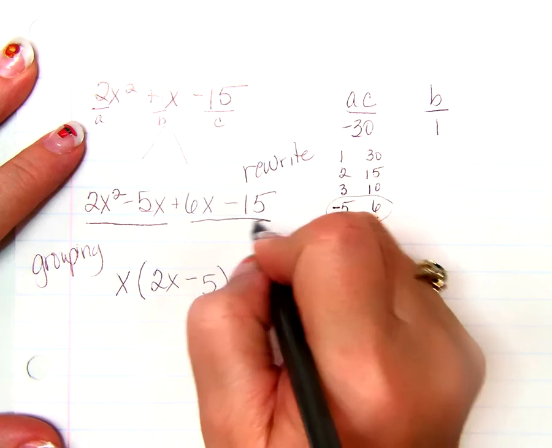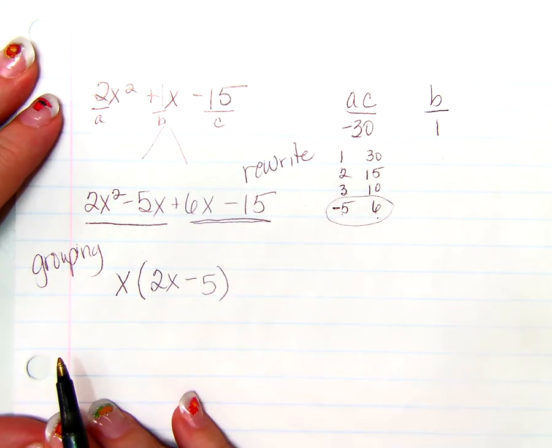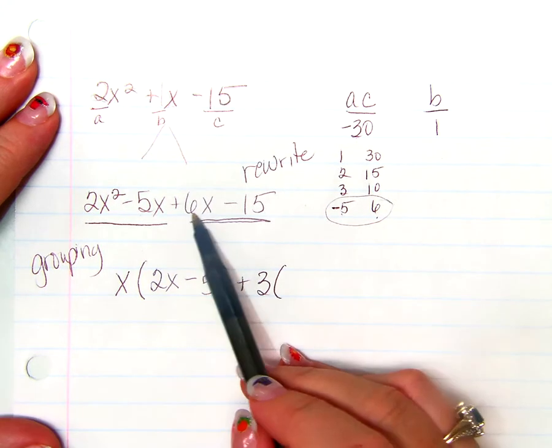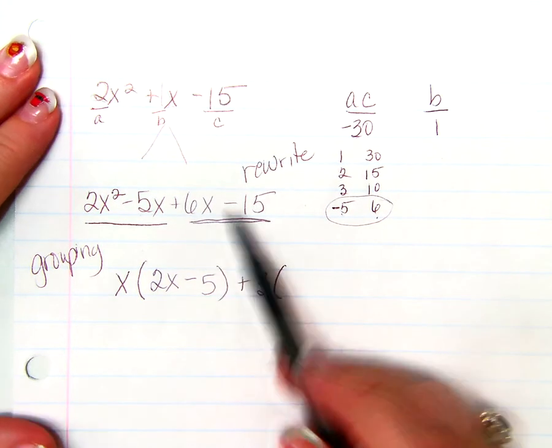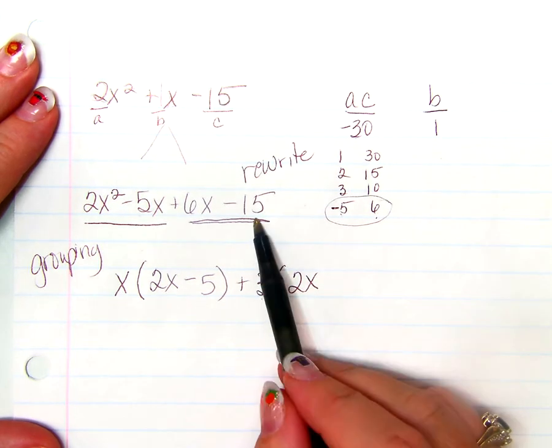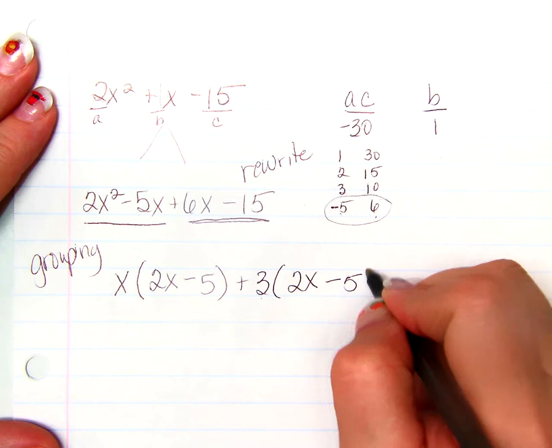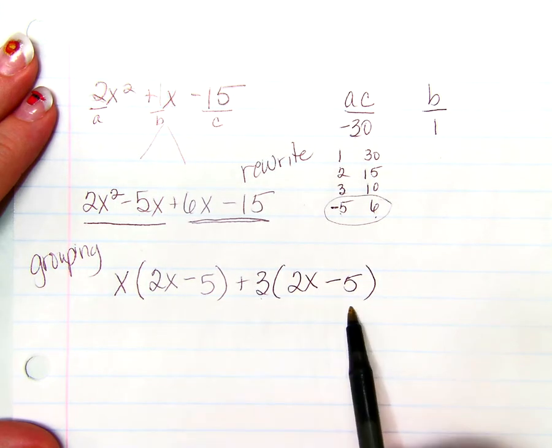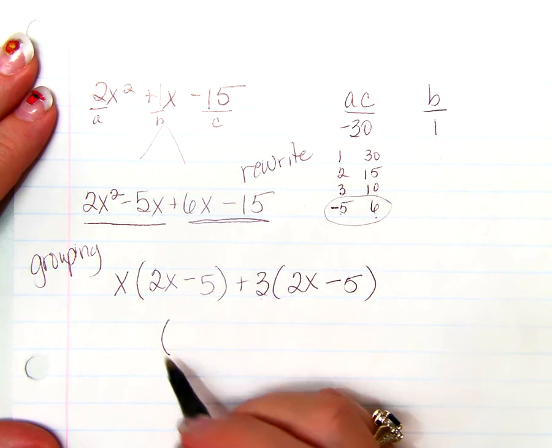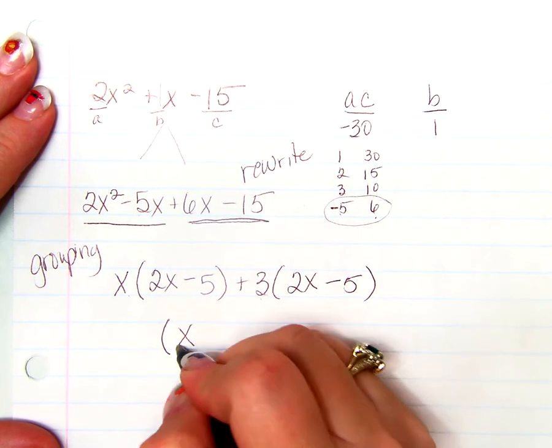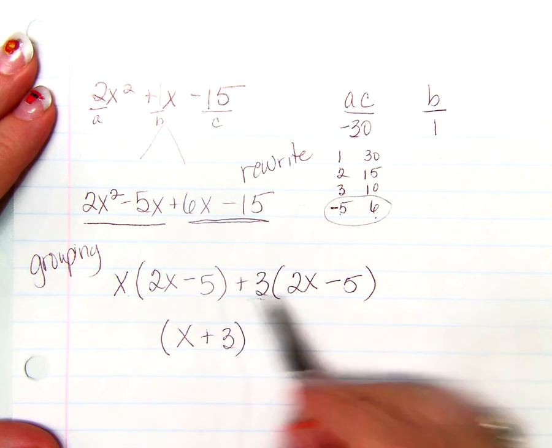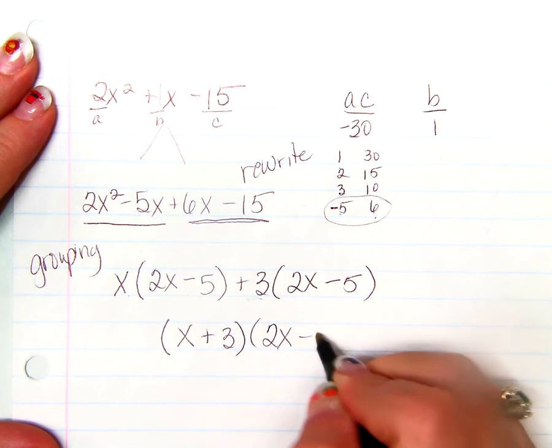Now just look at the second two terms. What are they both divisible by? They're both divisible by a 3. What's left when I factor a 3 out of 6x? 2x. What's left when I divide a 3 into 15? Negative 5. Are both parentheses the same? Yes, they are. So I can go to my last step. What did I factor out of the first term? X. What did I factor out of the second term? Plus 3. What do they have in common? 2x minus 5.